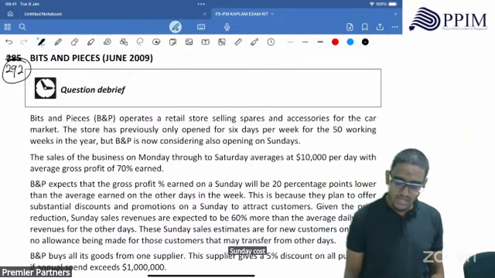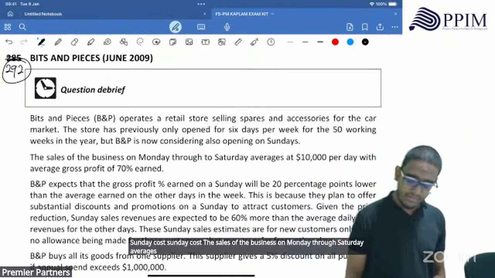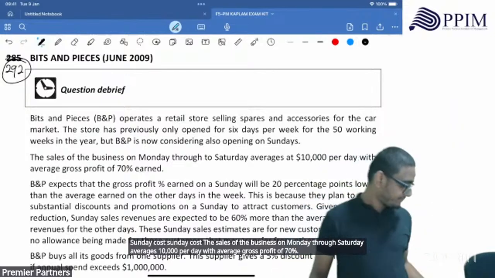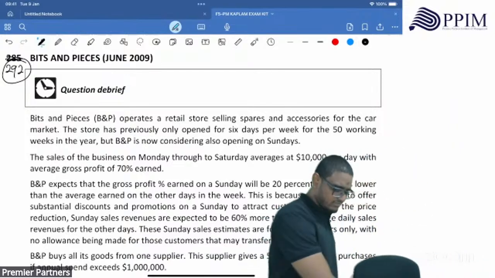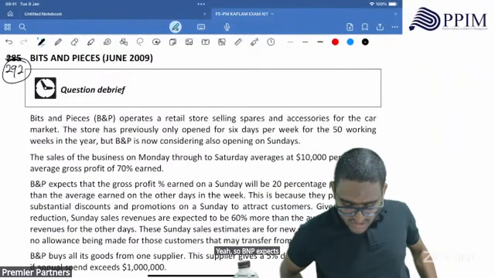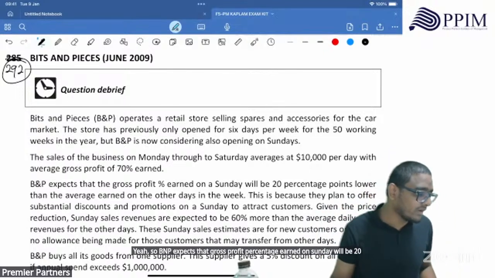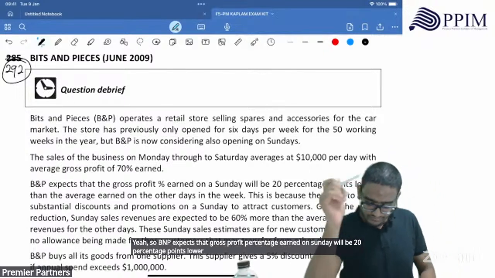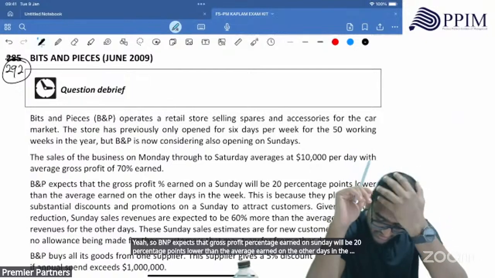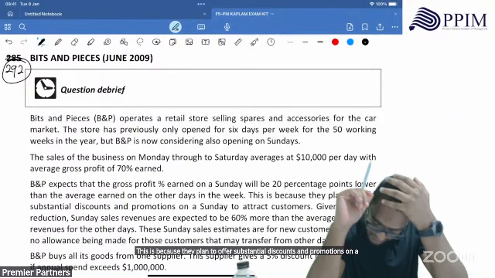Sunday cost. The sales of the business on Monday through Saturday average 10,000 per day with an average gross profit of 70%. BNP expects that the gross profit percentage earned on Sunday will be 20 percentage points lower than the average earned on the other days in the week. This is because they plan to offer substantial discounts and promotions on a Sunday to attract customers.